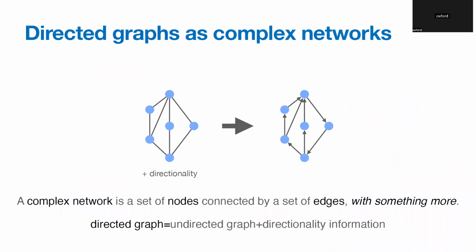But really what we're interested in was something much less sophisticated than all this. We just wanted to consider directed networks as undirected graphs with directionality information. Right, so this is the main idea essentially behind our work.